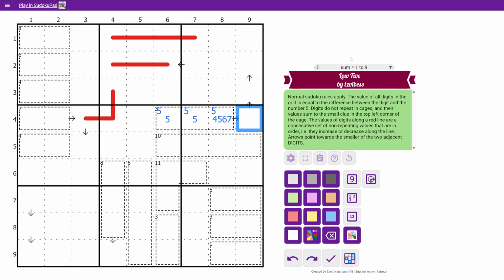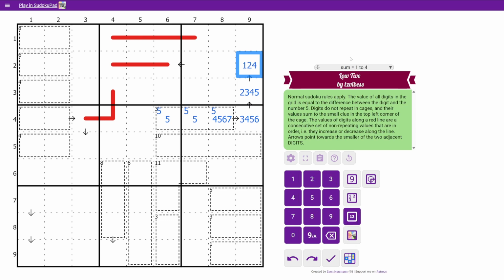And then this is going to be 6, 5, 4, 3. 2, 3, 4, 5. 1, 2, 3, 4. Basically going to be like a thermometer. They don't have to decrease by 1 though, each step. But if it's a 4, they would have to, obviously.